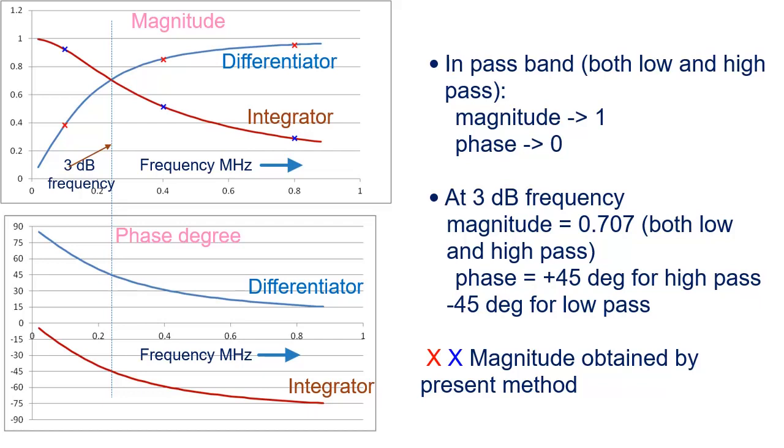At 3 dB frequency, the voltage is 0.707 times the passband value of unity. Phase at 3 dB frequency is plus 45 degrees for high pass and minus 45 degrees for low pass. In the magnitude plot, points marked with a cross are ones determined from the present method, showing excellent agreement. This demonstrates the capability of the present method to determine both time and frequency domain behavior.